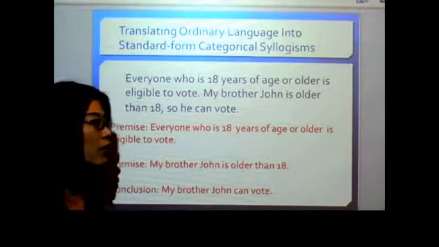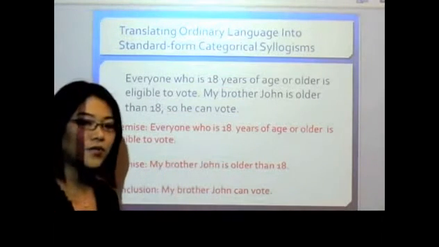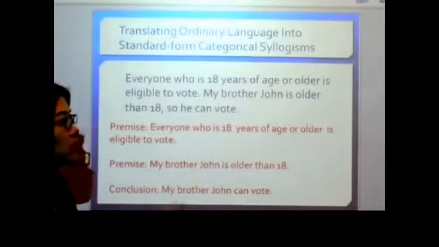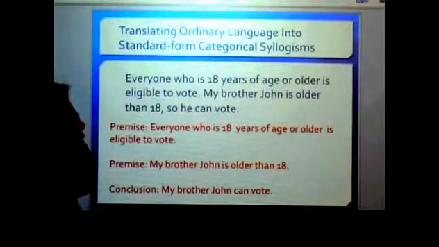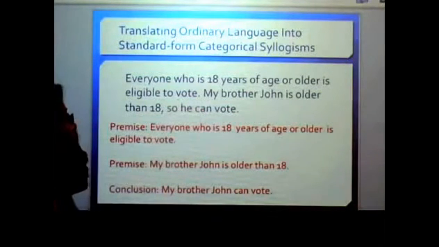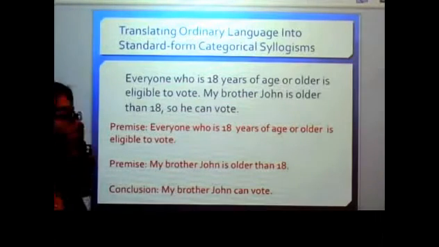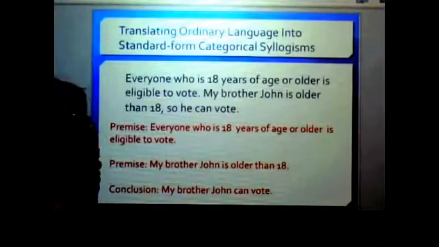Now, before we go on to actually talk about how to determine the validity of standard form categorical syllogisms, let me do a little review. Remember, we had an argument like this: everyone who is 18 years of age or older is eligible to vote. My brother John is older than 18, so he can vote. And we identified the premises and the conclusion for this categorical syllogism.